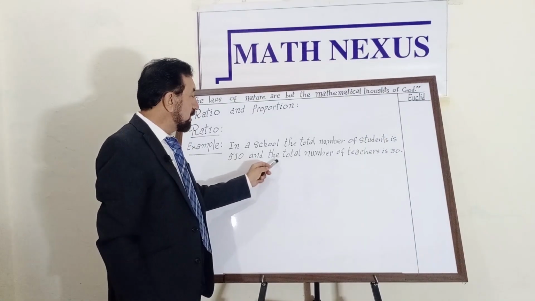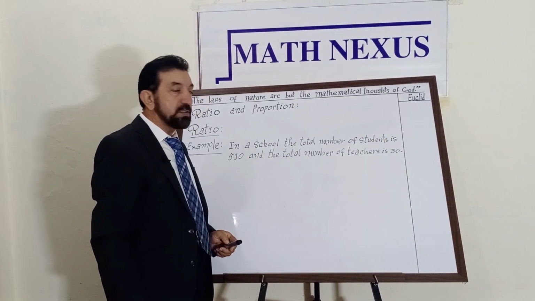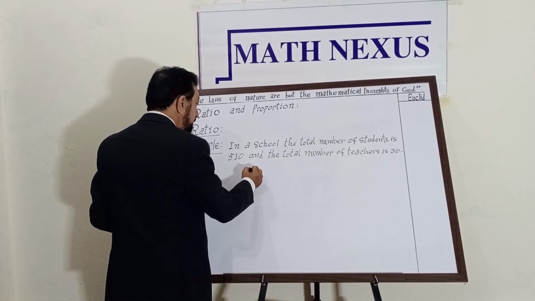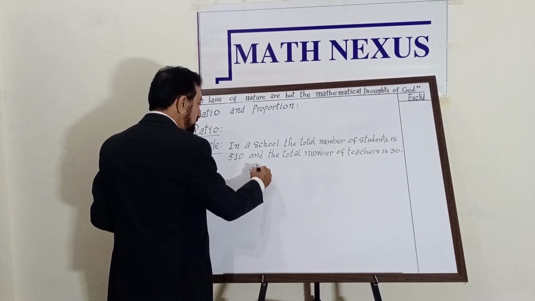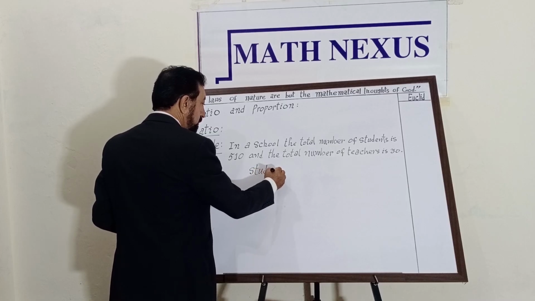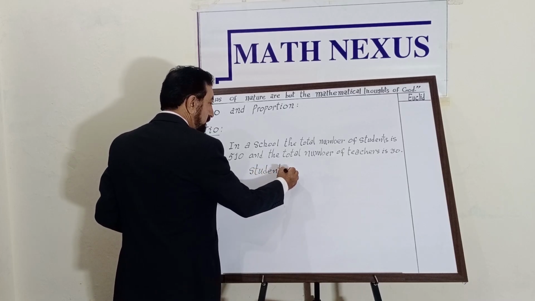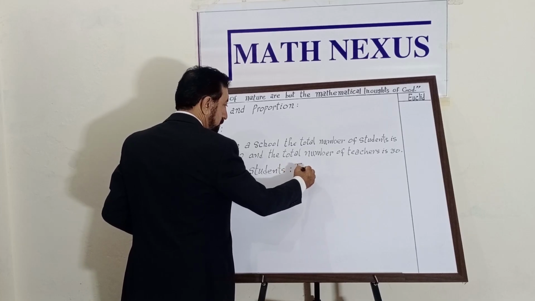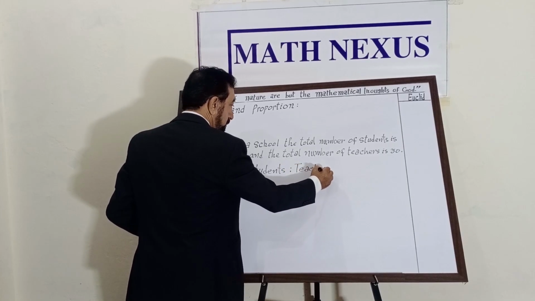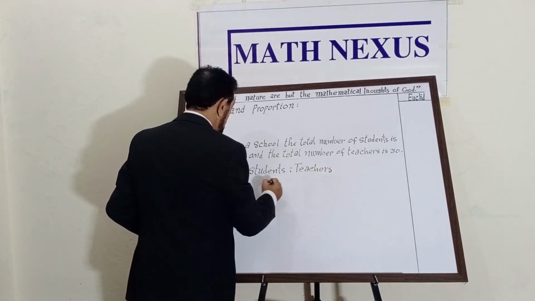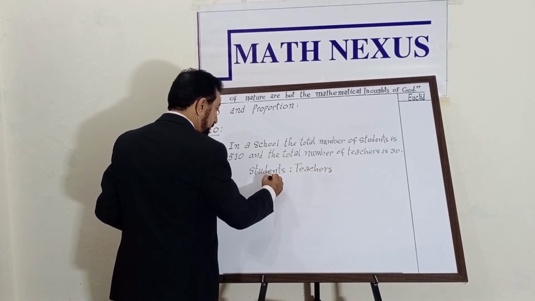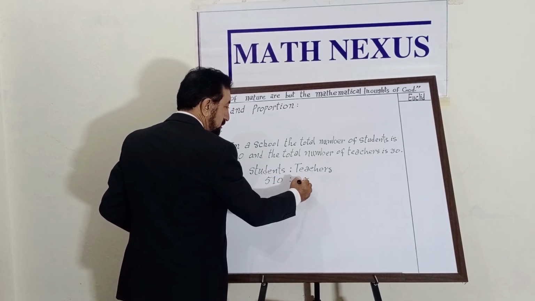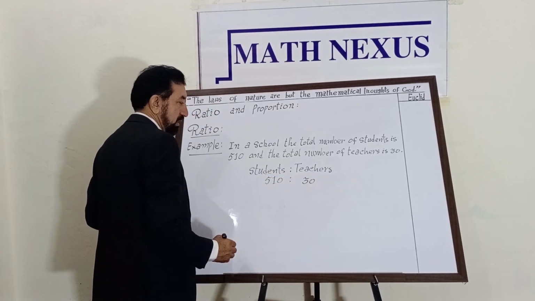510 and the total number of teachers is 30. Now the ratio between students and teachers is equal to 510 students and 30 teachers.